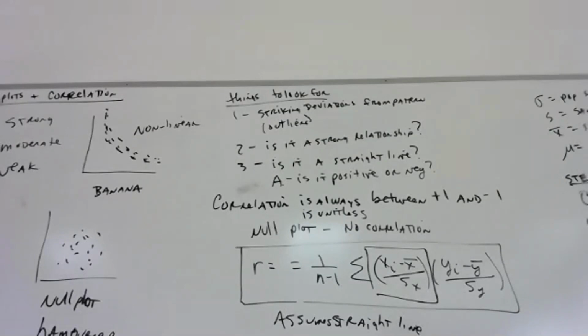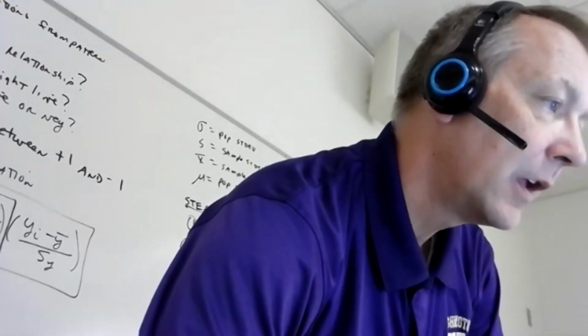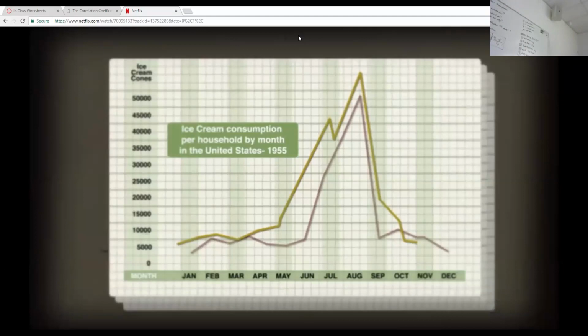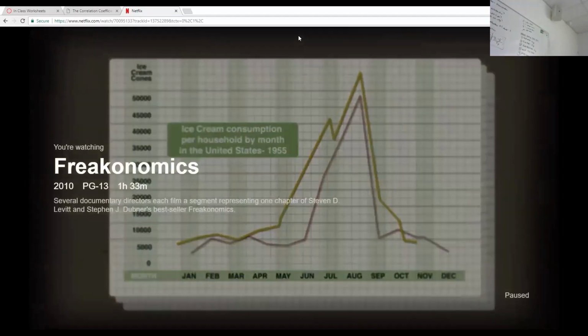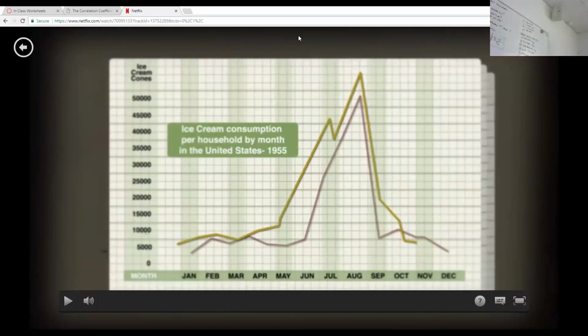Stop sharing. And I'm going to pause recording. Okay, so the one thing that I want to point out here really quickly: this was the video that we just watched about ice cream consumption and polio. Does ice cream cause polio? No, sure doesn't. But as we look at this graph, doesn't that look kind of convincing to you? That seems like there's a relationship.